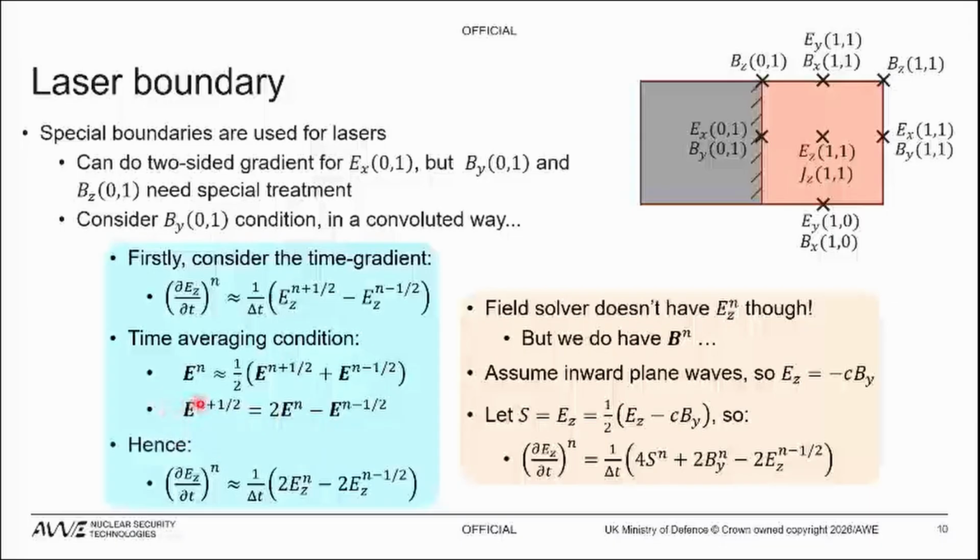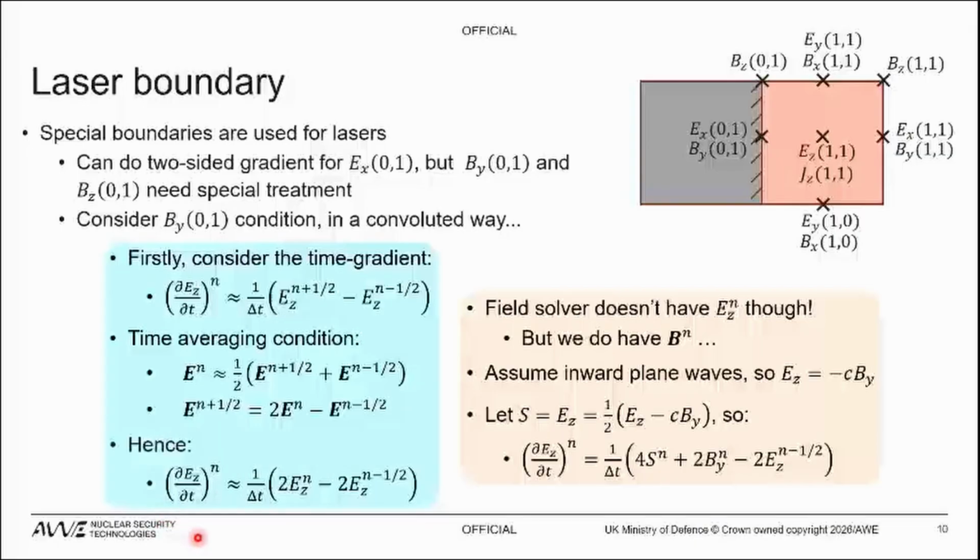So we can say that our electric field, which we don't have, is equal to 2 times the electric field at time step n minus the electric field at time step n minus a half. And we can put that into our first expression to get this term for the time gradient of Ez evaluated at time step n.